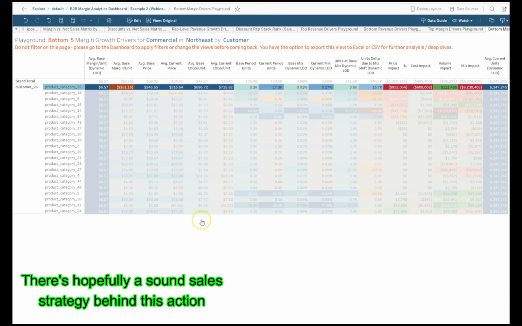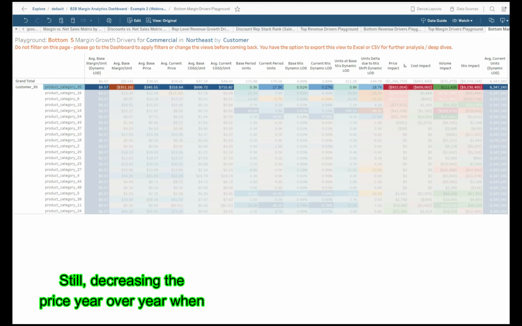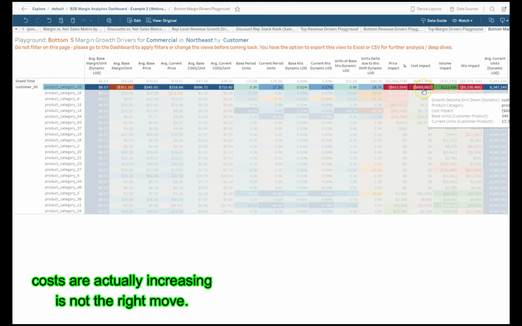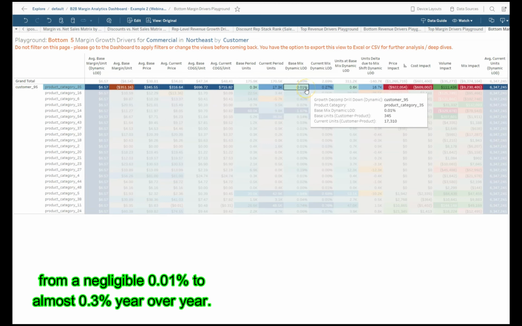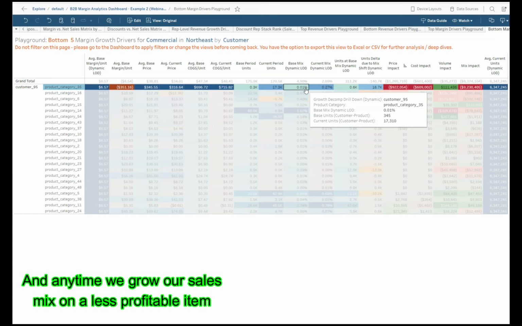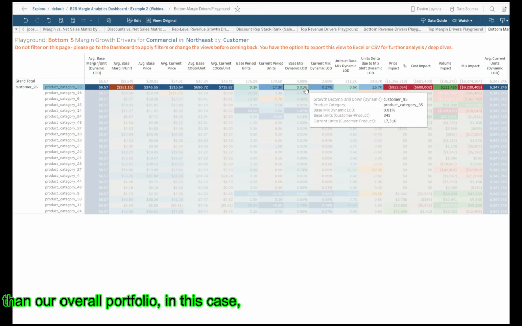There's hopefully a sound sales strategy behind this action, and it's not due to a lack of financial oversight. Still, decreasing the price year over year when costs are actually increasing is not the right move. While we sold more units year over year for this product category, our product mix impact on gross profit was significantly negative at $9 million. This is because we increased our sales mix from a negligible 0.01% to almost 0.3% year over year. And anytime we grow our sales mix on a less profitable item than our overall portfolio, in this case a negative margin item at that, our mix impact will be negative.